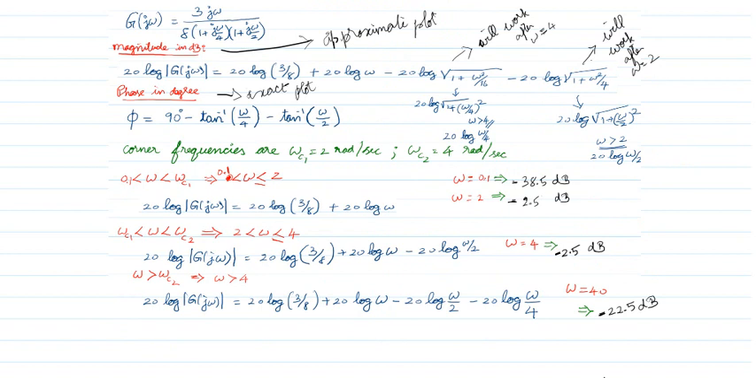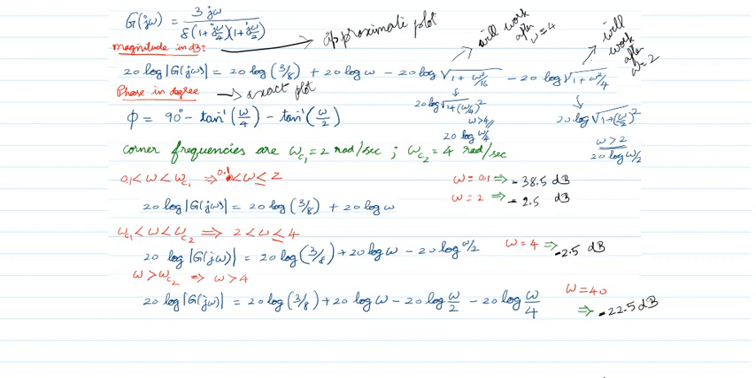Now, I am taking a frequency between 0.1 and 2. Between 0.1 and 2, this term will function only after 2. This term will function only after 4. So, between 0.1 and 2, only these two terms will be functioning: 20 log 3 by 8 plus 20 log omega. Okay, right. Next we go into the next frequency.